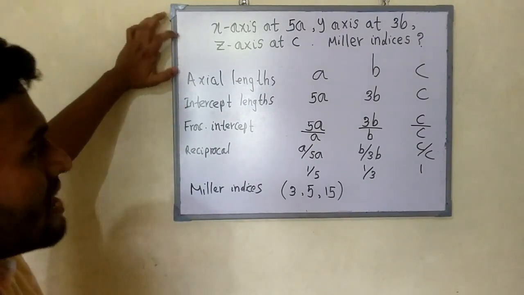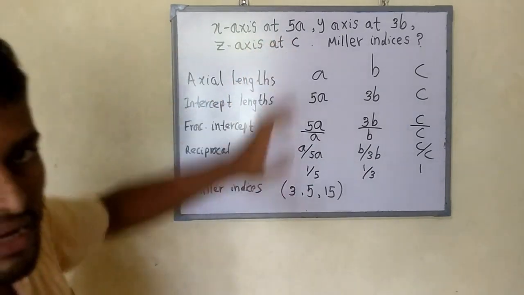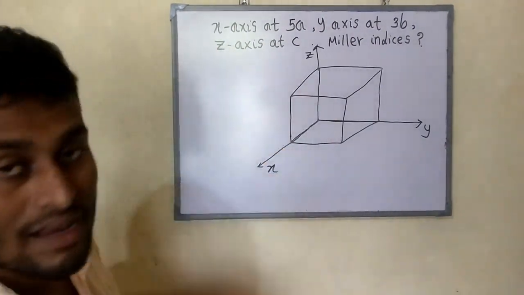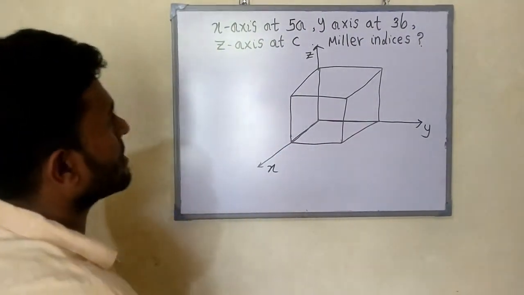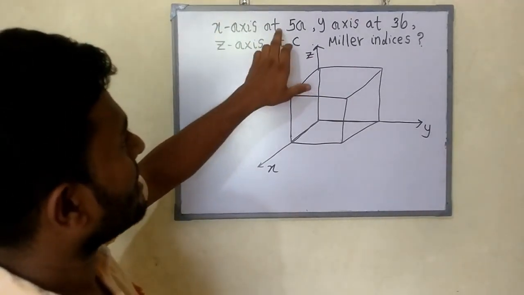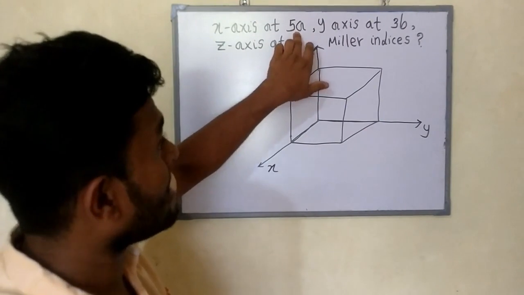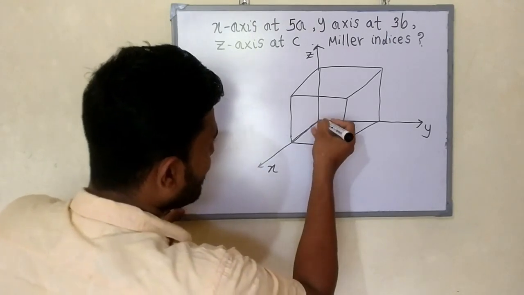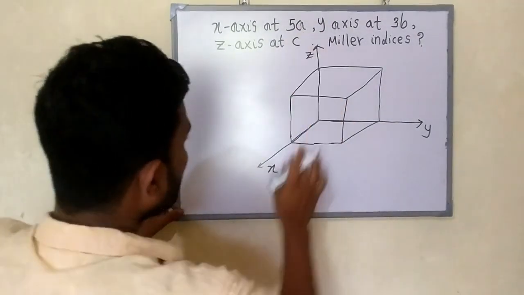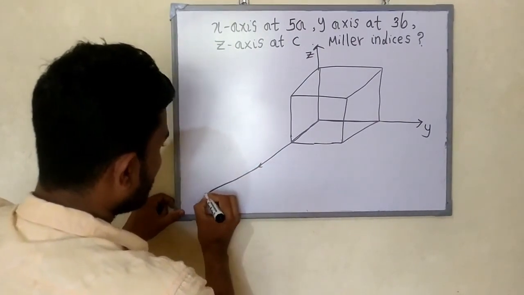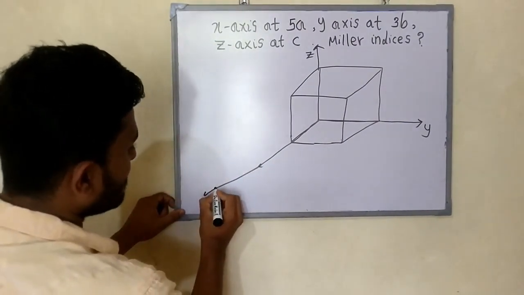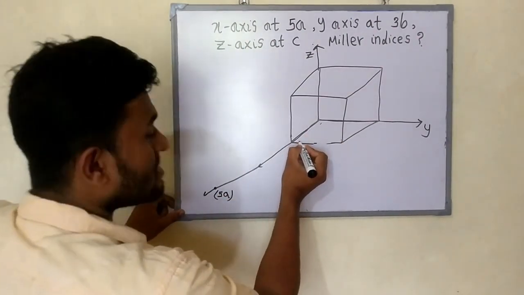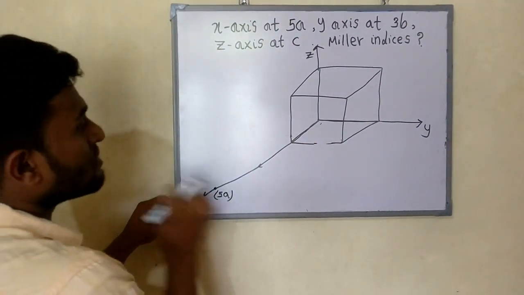In this case we can also draw this particular plane. Let's see how to draw that plane. This is the cubic system, the unit cell. Here they have given that it will cut the x-axis at 5a. The x-axis is this one, which has the length a. So you need to count the length 5a. Sometimes it may be here. Up to here the length is a, and to here it will be 5a.